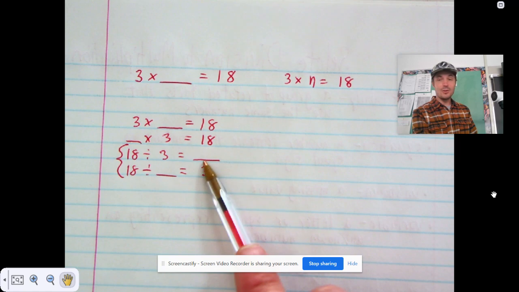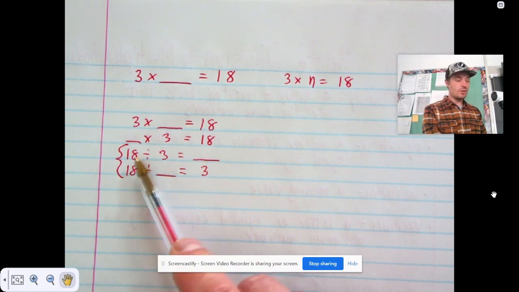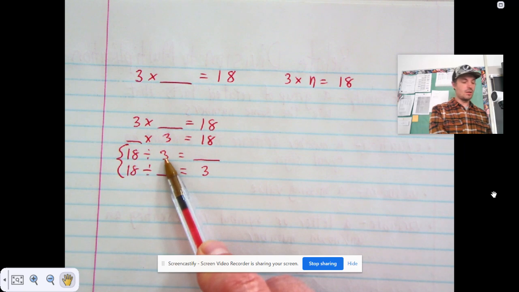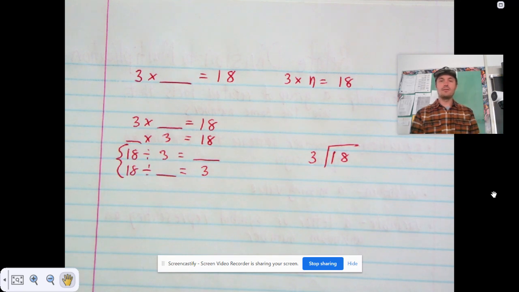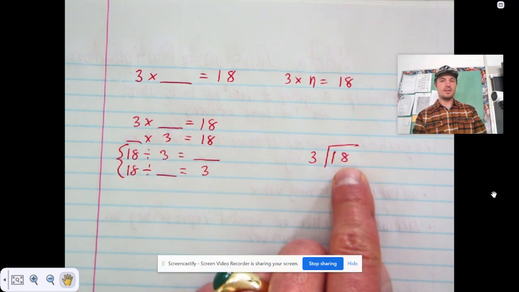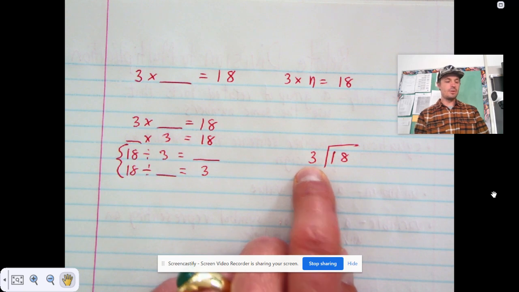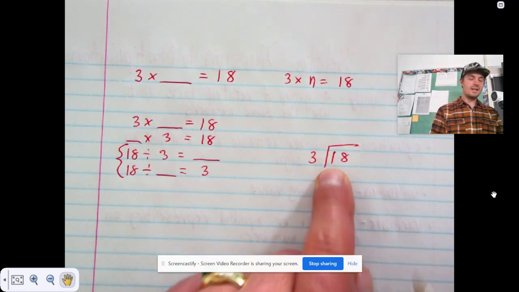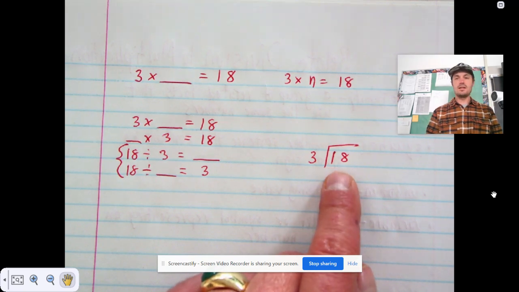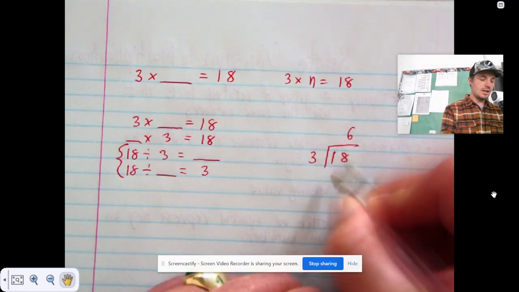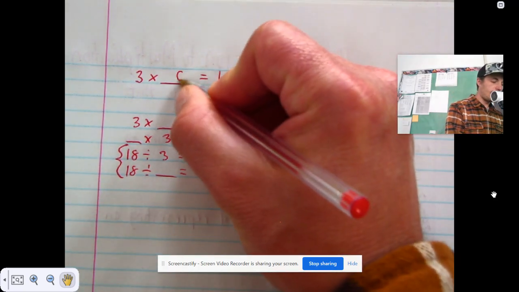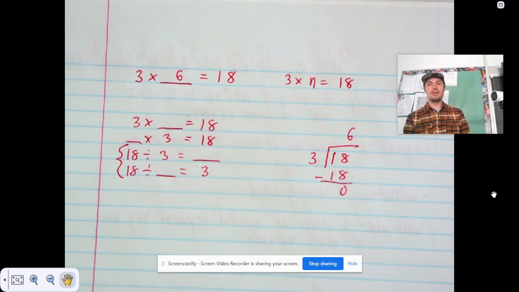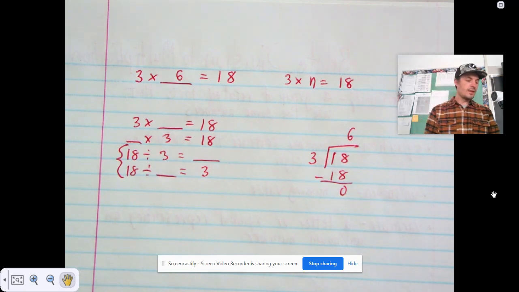The one that has the unknown on the right of the equal sign. See, now it's just 18 divided by 3. I know how to solve that. I just divide 3 into 18. How many times can 3 fit into 18? Well, what times 3 equals 18? 6 times 3 equals 18. 18 minus 18 is 0. So what goes in the blank? 6. 3 times 6 equals 18. Okay, that's how you can use fact families to find an unknown.